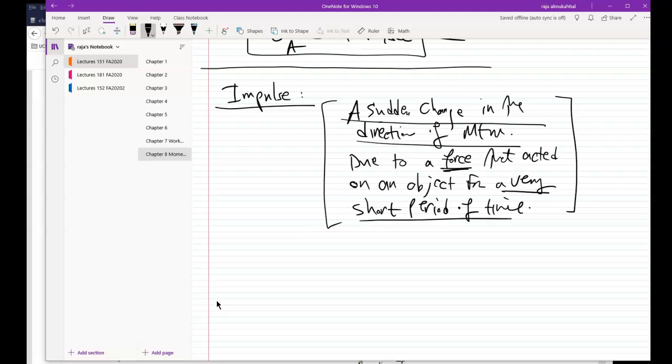Short time is important, actually. I've never seen impulse for a very long time. Short time is part of the definition of impulse. It's part of the feel for it. It's impulse. Okay. All right. Let me give you an example.